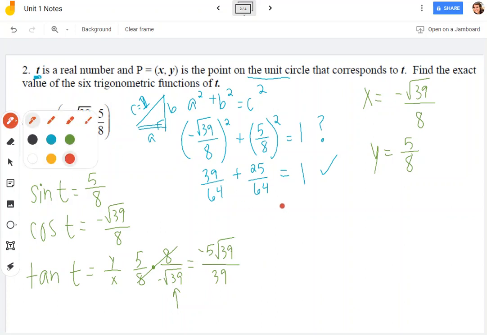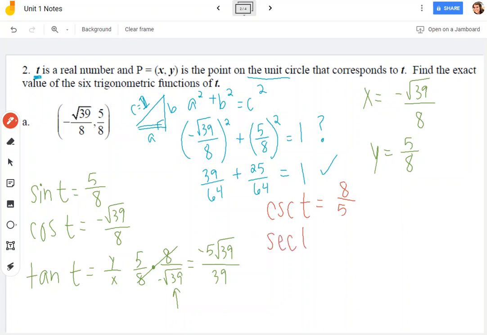All right, now thinking of our inverse functions. So cosecant of t is the inverse of sine. So all I'm doing is flipping my y. Secant of t, inverse of cosine. So we're flipping our x. But again, we don't want to leave it as a radical in the denominator. So when you work it out, we end up with negative 8 square root of 39 over 39.